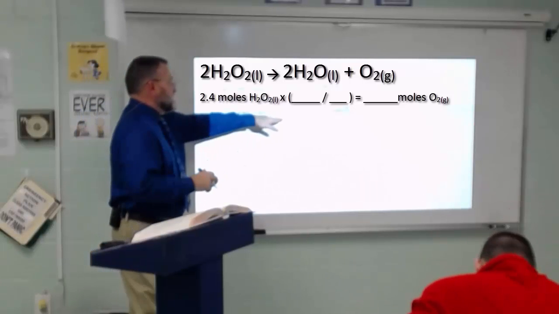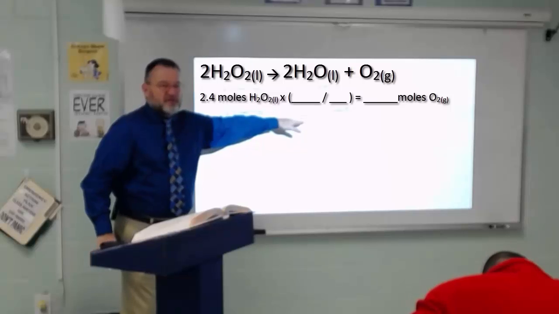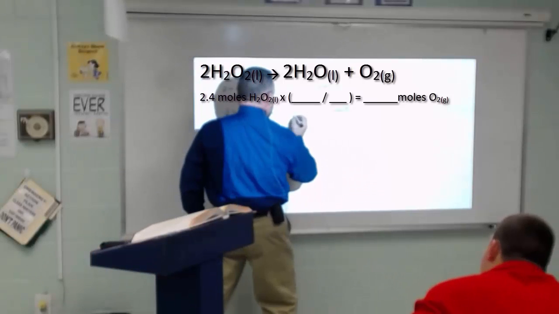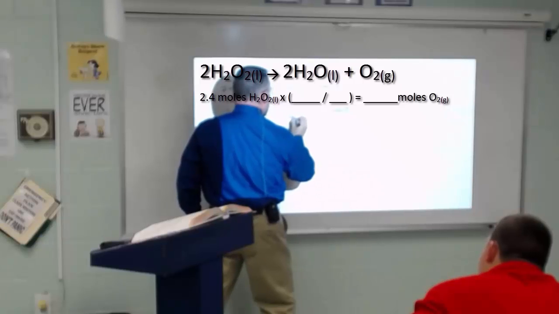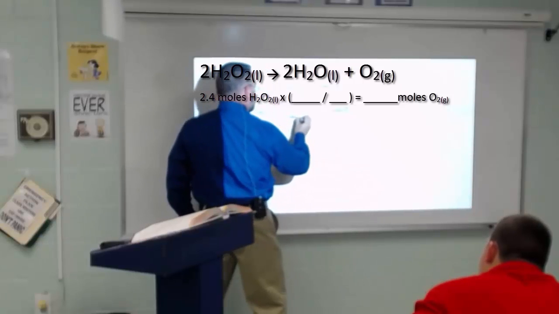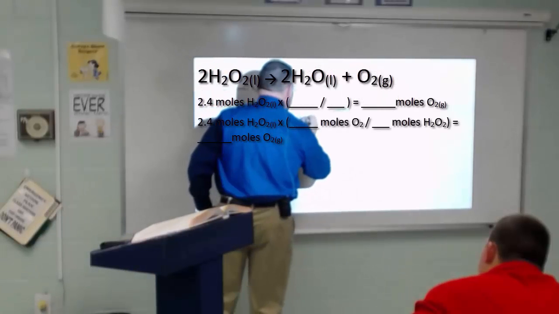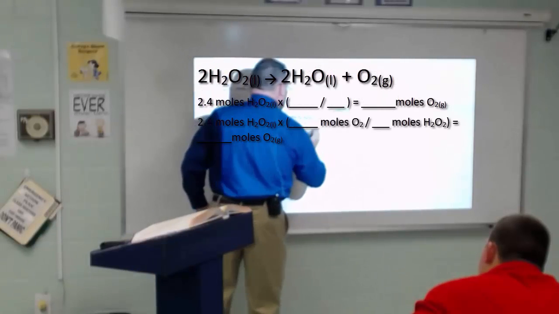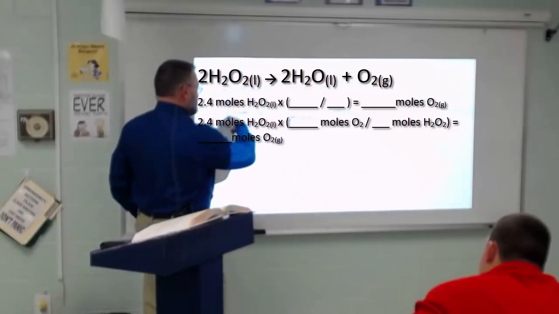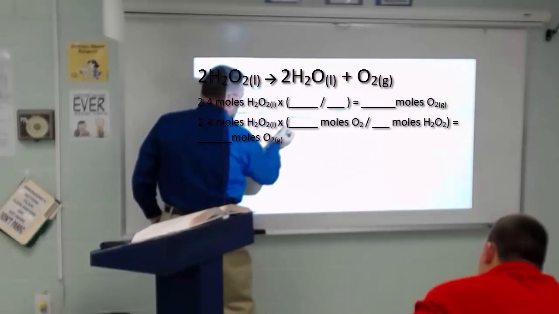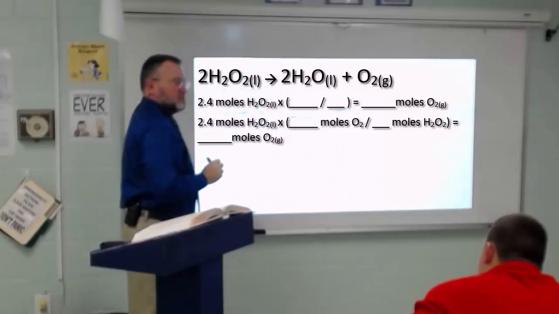My statement here, my conversion factor, I have to have, let's say, moles of what? What goes in my denominator? Good, moles of H2O2. Why? Because I want to get rid of moles of H2O2 and end up with just moles of O2. So here you can see moles of H2O2 cancels moles of H2O2.